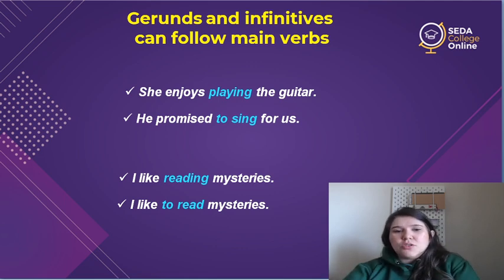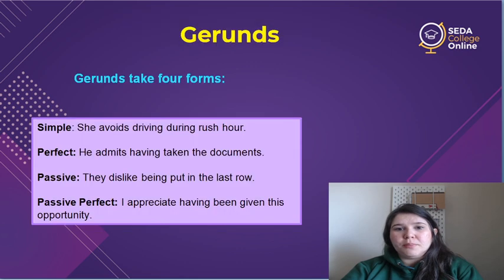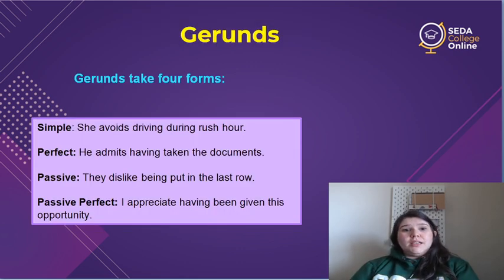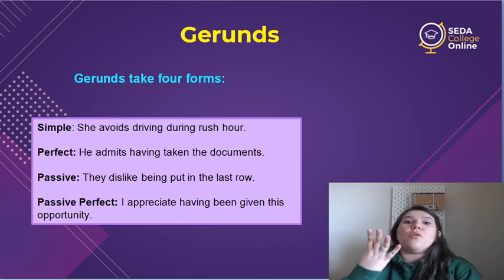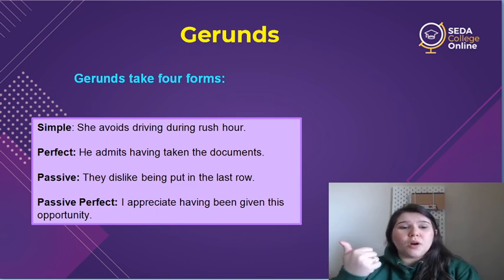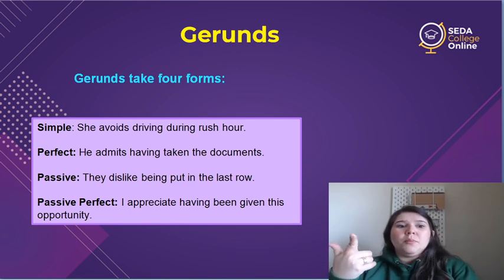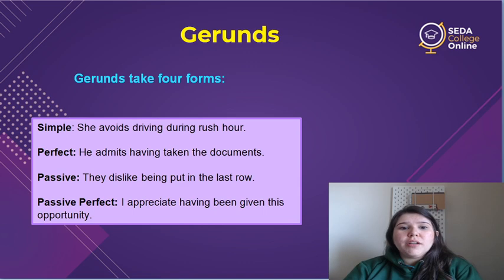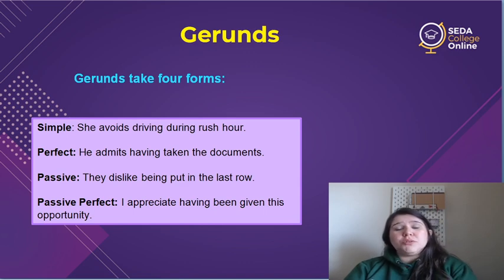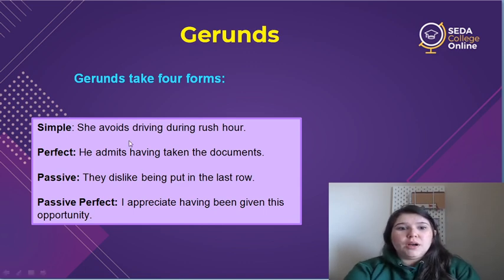So let's try and understand it a little bit more. Let's start talking about gerunds. Gerunds usually take four forms: the simple form, so present simple, perfect, passive, and passive perfect. Examples: she avoids driving during rush hour. So avoids is present simple followed by -ing.